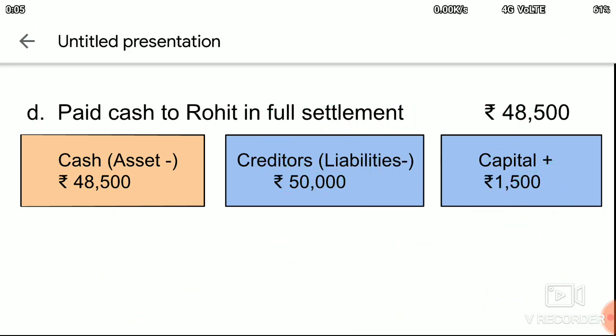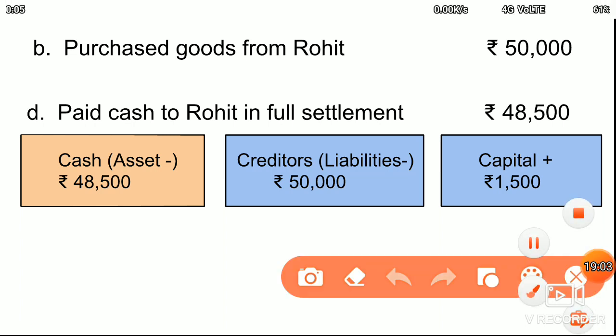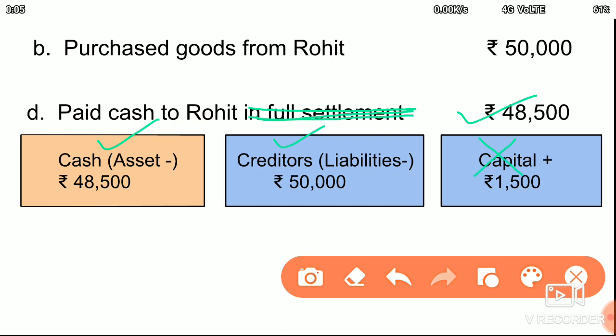Before I show you the accounting equation for this, I will show you one more example. Suppose the question says that paid cash to Rohit and it does not mention full settlement, the word full settlement is not given, then in that case we should understand that the cash payment made was 48,500. Then in such a transaction there will be only two accounts that will get affected. That will be the cash account and the creditors account. The capital account will not be required in this case as there will be a balance to be paid.